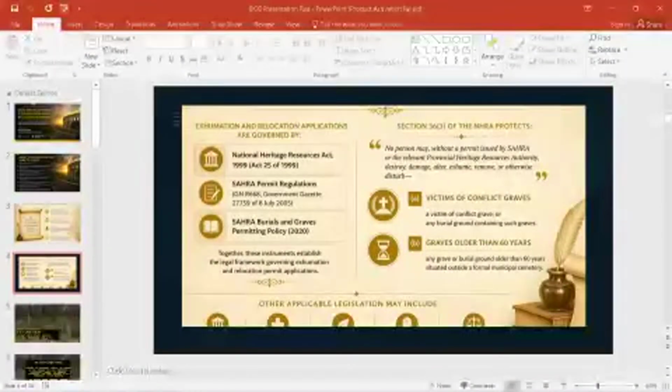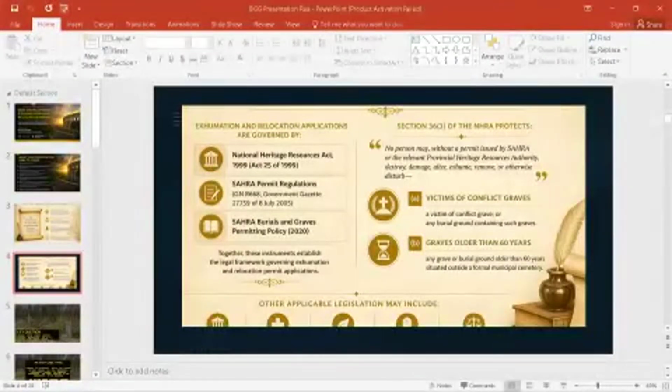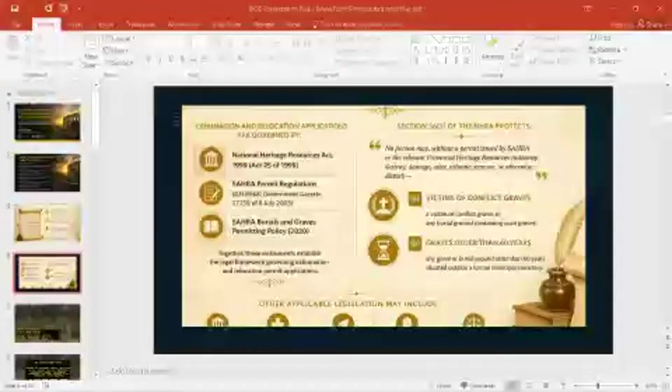But I know that both my colleagues have already stipulated a lot of information on both the acts, and I too can go into it. But let me tell you about the most relevant sections that actually mandate our exhumation and relocation permits. In terms of section 36(3), no person may, without a permit issued by SARA or the relevant authority, damage, move, or otherwise disturb graves older than 60 years situated outside a formal municipal cemetery. Other applicable legislation, depending on the circumstances, may also be required, along with municipal cemetery regulations.